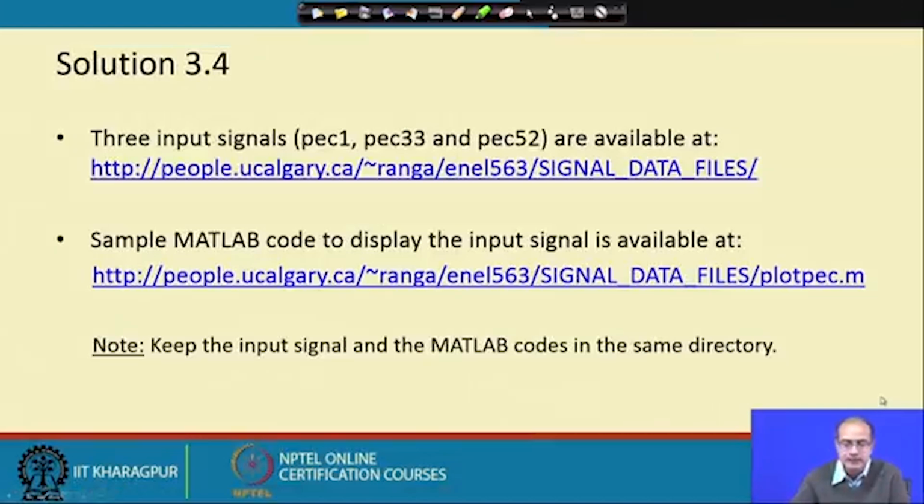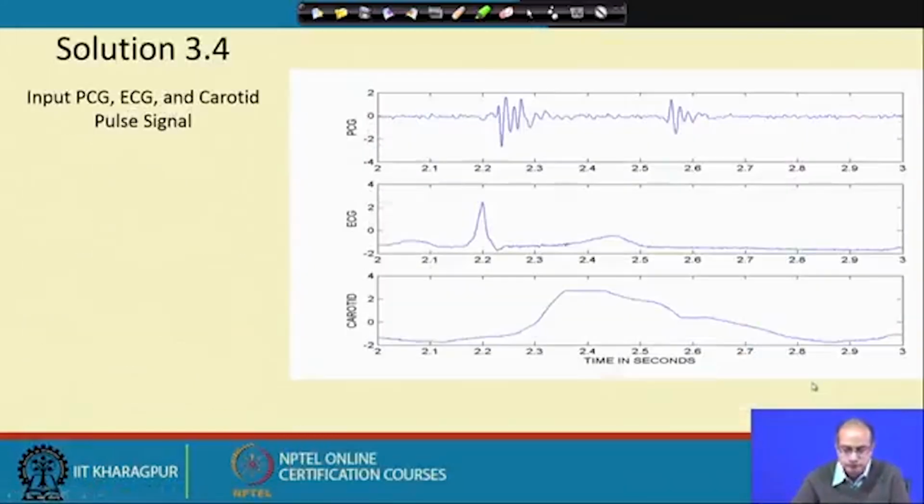First we start with downloading the data and the MATLAB file to read those data, and we need to keep them in the working directory of MATLAB. We need to put them in the same directory, because that is the way the path is given in the code. Here we see the 3 signals side by side: at the top the PCG signal, then ECG, then carotid pulse.